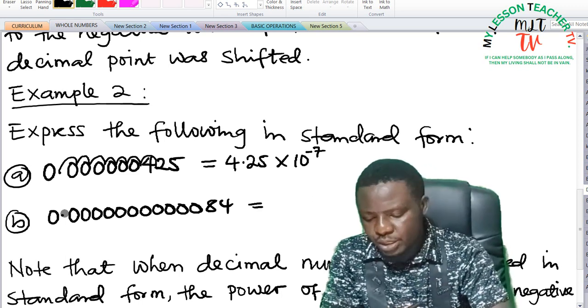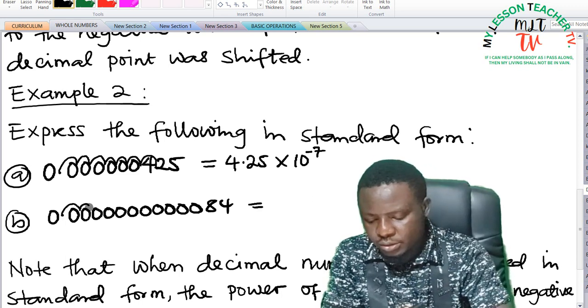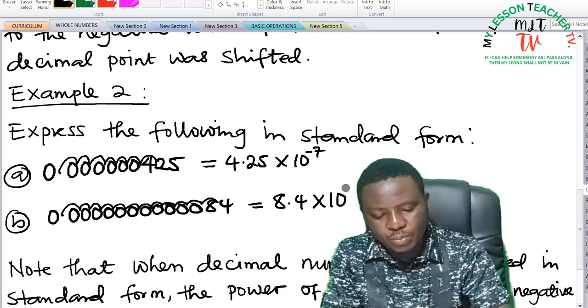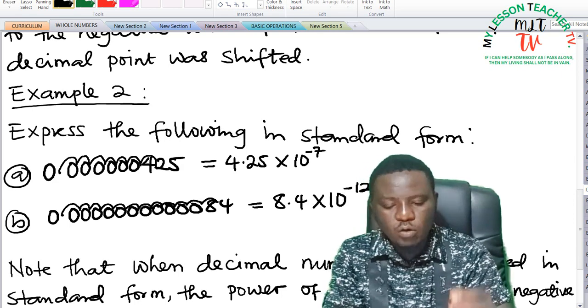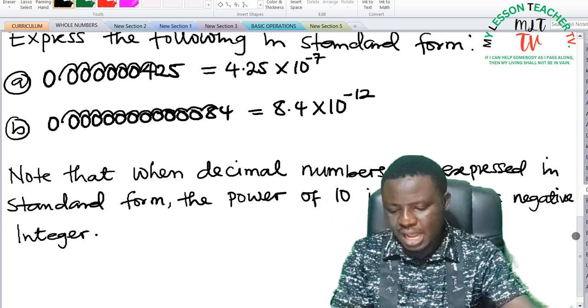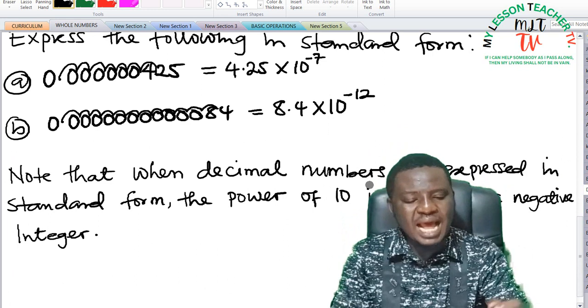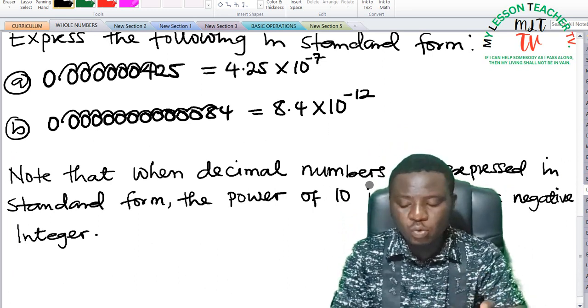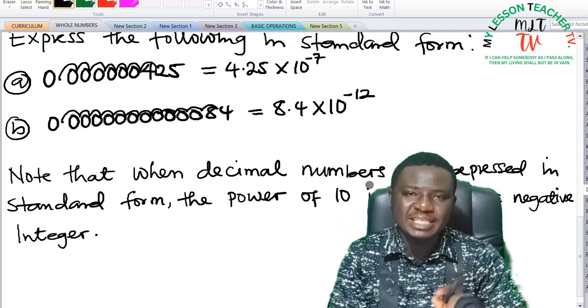B, you move the decimal point 1, 2, 3, 4, 5, 6, 7, 8, 9, 10, 11, 12. So that this is 8.4 times 10 raised to the power of minus 12, with the same reasons. Note that when decimal numbers are expressed in standard form, the power of 10 is always a negative integer.